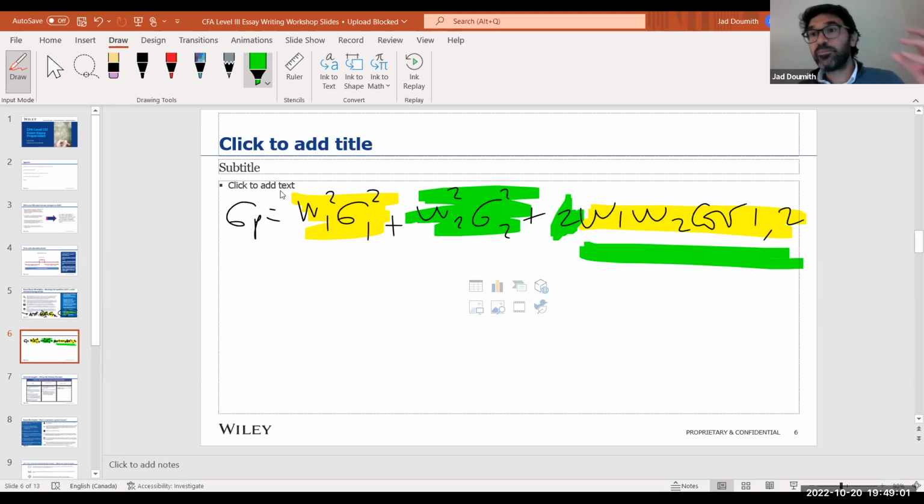Because asset 1 brings its own risk and its covariance with the other asset, and asset 2 does the same. Asset 2 also contributes its own risk and weight to the portfolio, and also its covariance with the other asset. So you have twice this W1, W2 covariance 1, 2.